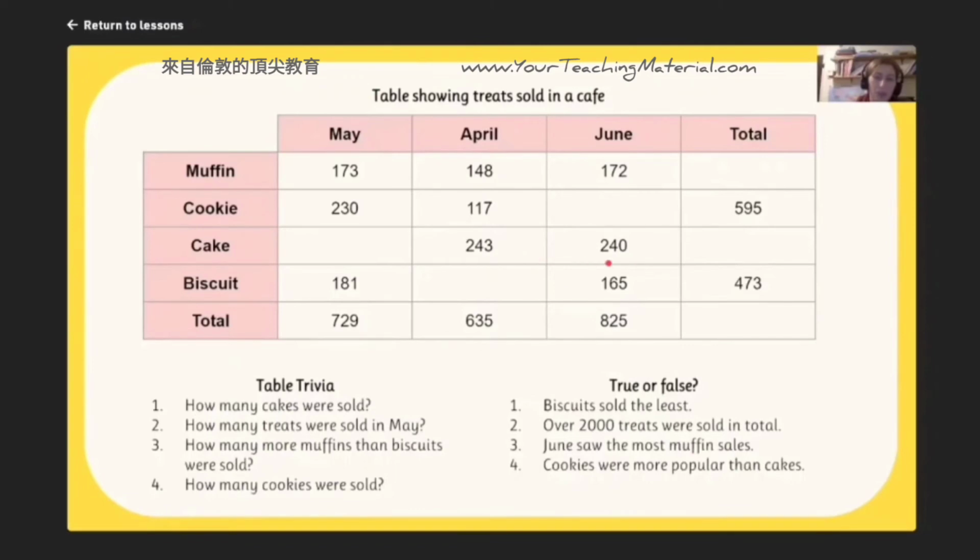For April and June, again, we probably need to work those out after we've worked out some of these numbers here. So work out the number of cakes in May. We'll have a look at the total and take off what biscuits, cookies and muffins were sold. Take that away from 729 total to give us the number of cakes. So it's just filling in the blanks bit by bit. And then once you've got all of the numbers together from this column here, you can add all of these together to give you the total here.